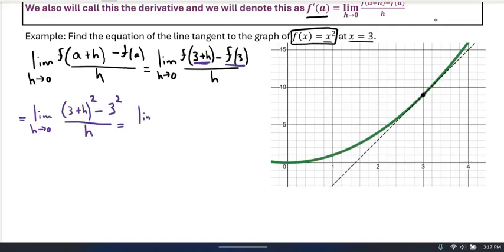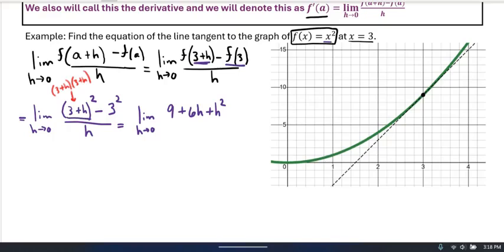Let's simplify this a little bit. Now, let's not use something called freshman's dream. We don't just square independent terms. We're going to treat this like (3 plus h) times (3 plus h), so you have to use the distributive property there. If you do that properly, you get 9 plus 6h plus h squared.